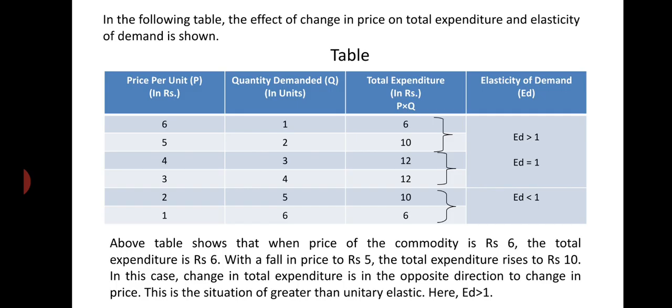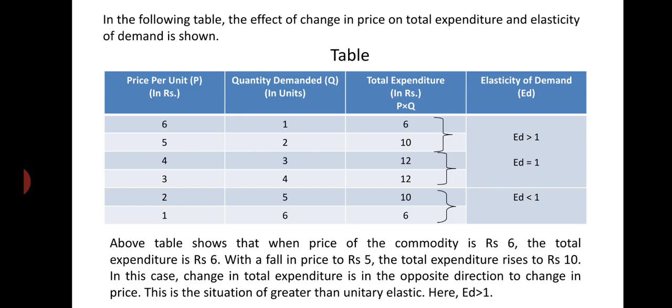After that, when the price of the commodity falls from rupees 2 to rupee 1 per unit, total expenditure becomes 10 rupees and 6 rupees respectively. It means with a fall in price, total expenditure also falls. There is a fall in total expenditure. So here ED is less than 1. Mark the difference.